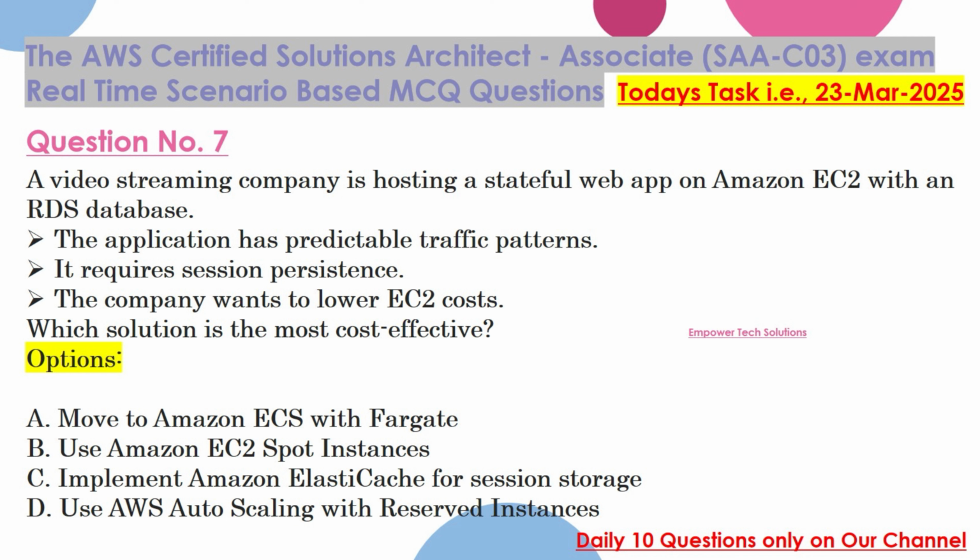Options: A. Move to Amazon ECS with Fargate. B. Use Amazon EC2 Spot Instances. C. Implement Amazon ElastiCache for session storage. D. Use AWS Auto Scaling with Reserved Instances.